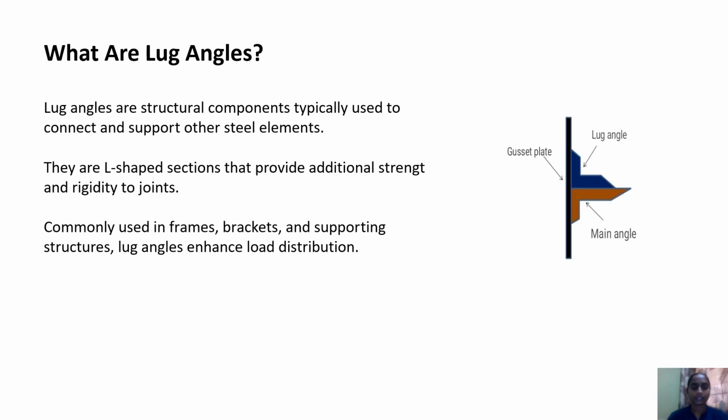What are lug angles? Lug angles are structural components typically used to connect and support other steel elements. They are L-shaped sections that provide additional strength and rigidity to joints. Commonly, these lug angles are used in frames, brackets and supporting structures, and lug angles enhance the load distribution.